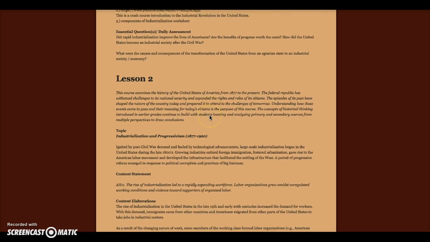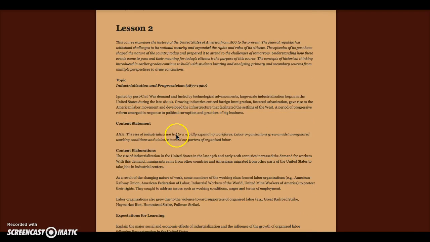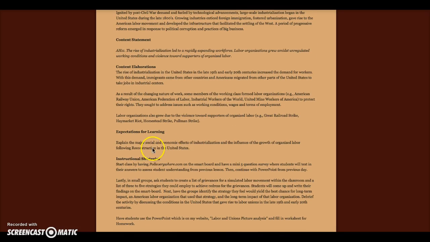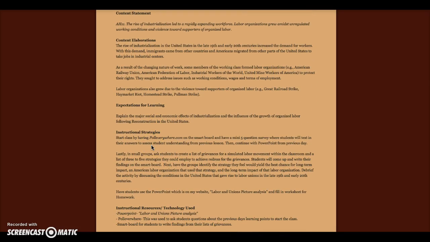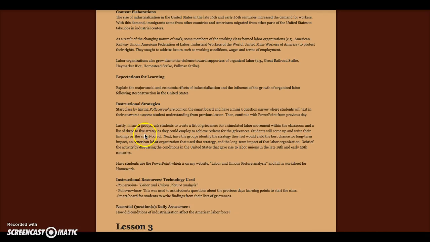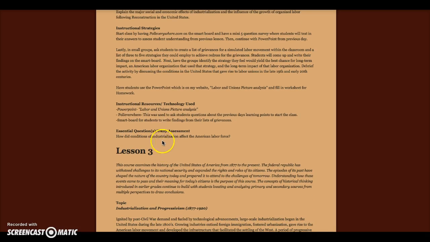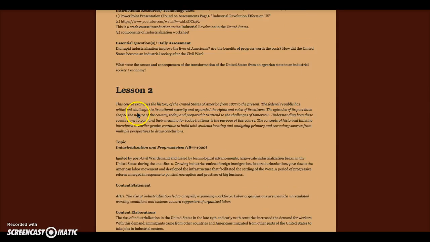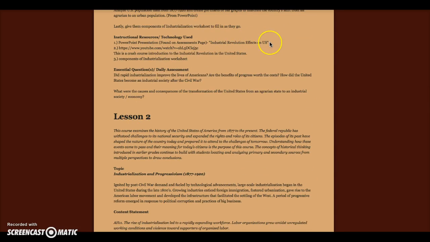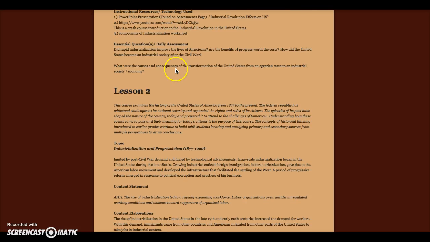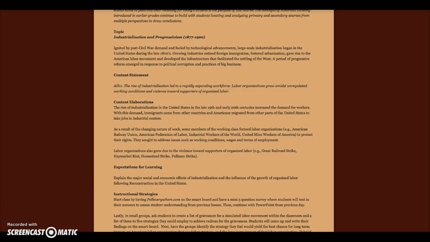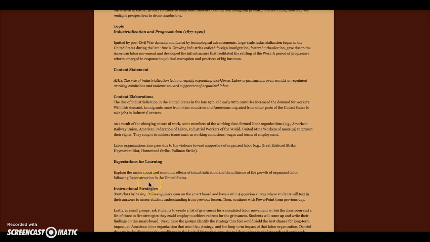So as you go down, same thing. Once again, a little summary of where we're at. Topic, content statement, content elaborations, expectations for learning for that specific unit or this portion of the unit. Here are my instructional strategies, what I would do for this lesson. Once again, let me remind you, these probably would take more than one period. Here are the instructional resources used. This PowerPoint that I use in lesson one would probably go throughout the entire lesson. And there are guided notes that go along with it. So that would go through the entire unit. My apologies. Anyway, I just wanted to give you that information.